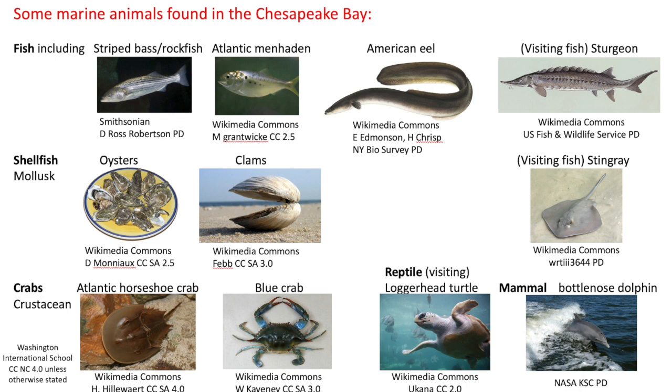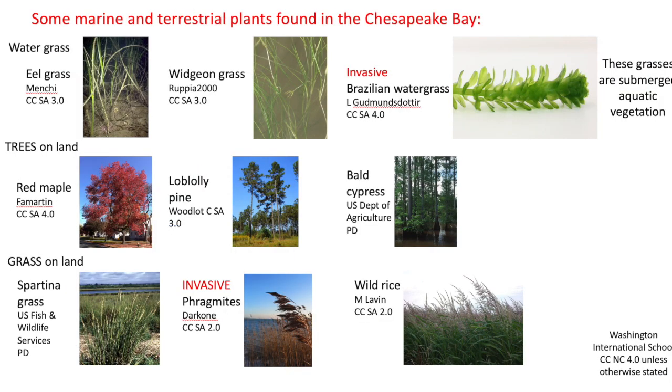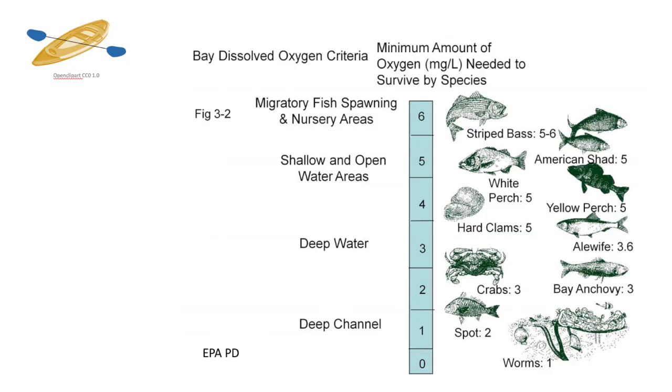And it may be the activity is to find three more from each of the five categories that are there. And then looking at marine and terrestrial plants, so water grass, again, you can pause to read these and look at the differences. They were underwater, so we wouldn't be seeing those. And then some of the trees on land and the grasses on land, which ones do you remember seeing? And also here, dissolved oxygen is important, because once you get eutrophication, the amount of oxygen diminishes and certain species can't survive.